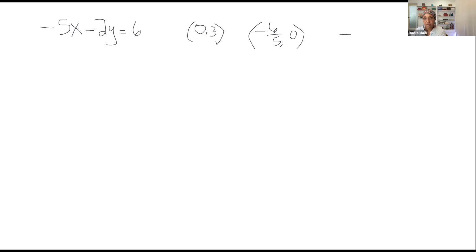Okay, so the equation is minus 5x minus 2y equals 6. And we want to check for these points, 0, 3. -6/5, 0. And -2, 2.